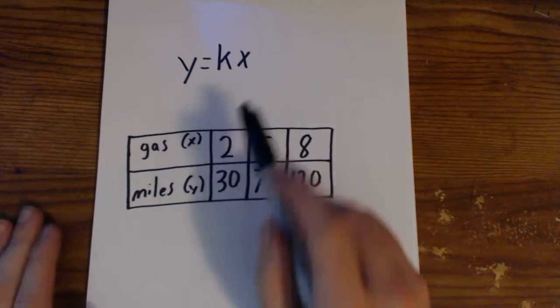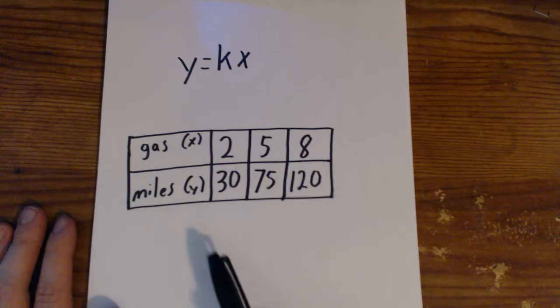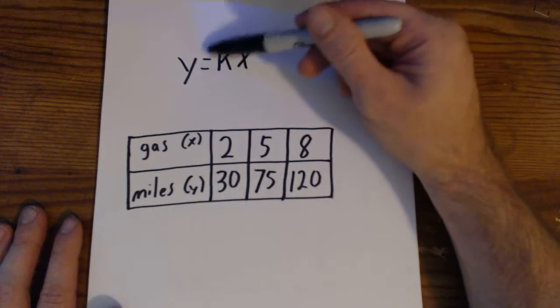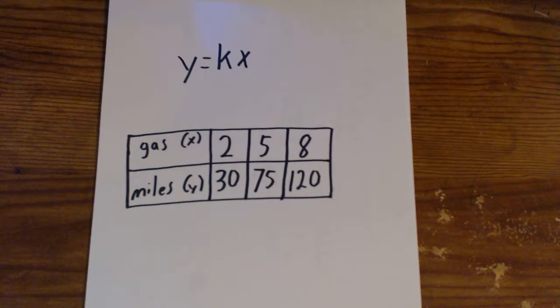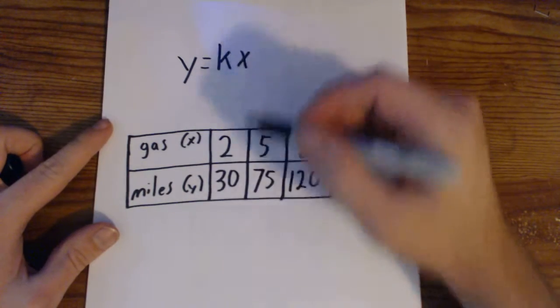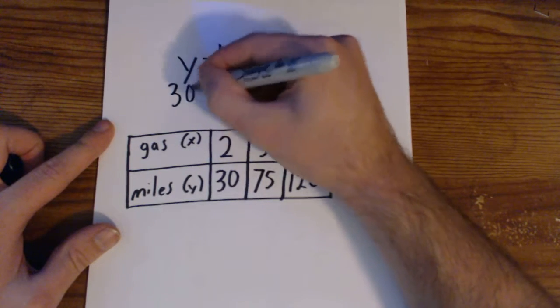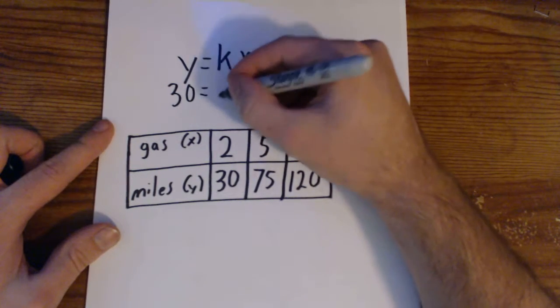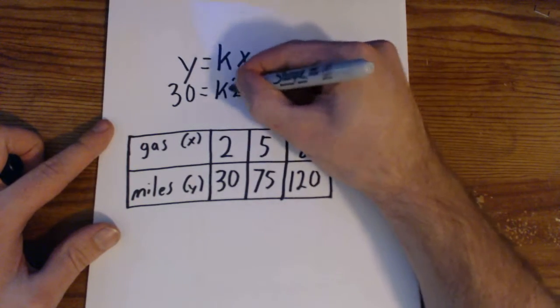So in this case, I'm going to say my x stands for gas and my y stands for miles. And we're going to find out if there's a constant direct variation between these two. So first thing I'm going to do is try and find out what the k is. So I'm just going to take 30, plug that in for y. I don't know k, I don't know the direct variation, but I do know that there's 2 for x.